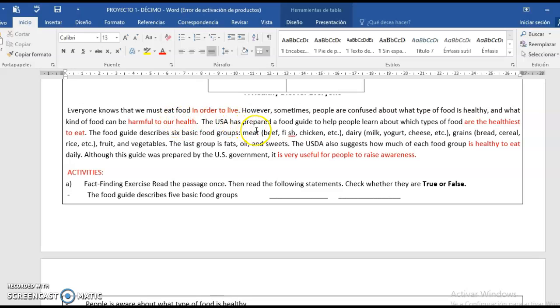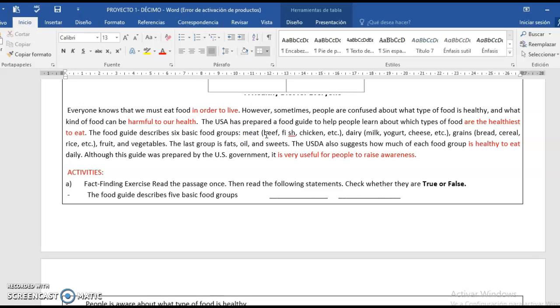The USA has prepared a food guide to help people learn about which type of food are the healthiest to eat. Es una guía que se ha preparado para entender cuáles son saludables y cuáles no. The food guide describes six basic groups of food. Ajá, 6 grupos de comidas básicas, ¿no?